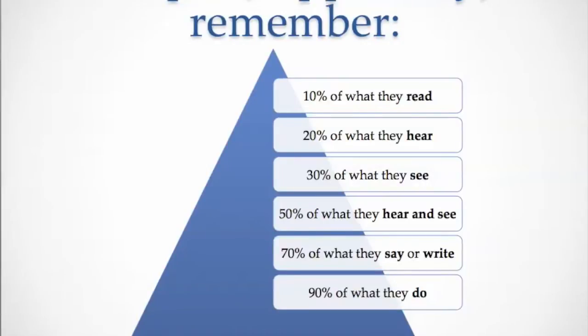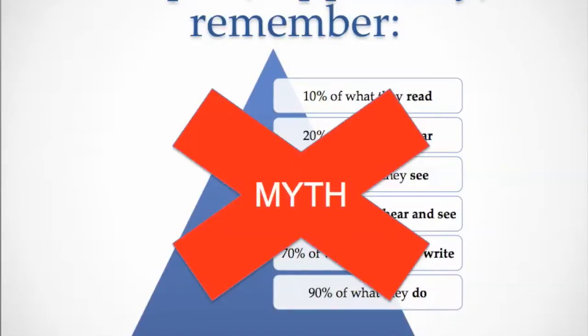If you've done any internet searching about teaching and learning, you've probably run across something that looks similar to this. A pyramid or cone with a statement saying that people remember only 10% of what they read, 20% of what they hear, 30% of what they see, and on down to 90% of what they do. But the cone of retention is actually a myth.